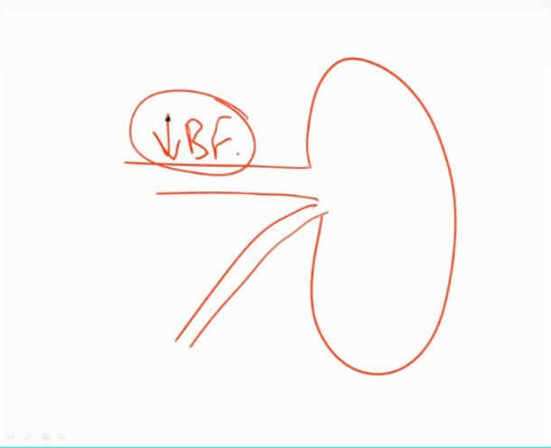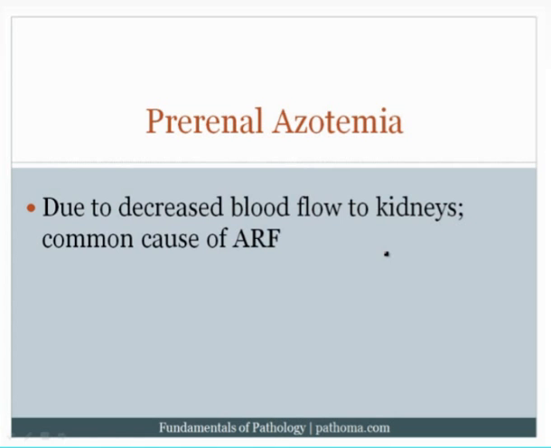Another way by which we can develop acute renal failure would be to block the outflow. And if we block the outflow, then that would result in a back pressure in the kidney, which would decrease the GFR of the kidney, which would then, of course, result in acute renal failure. We call that post-renal azotemia. And finally, we could have problems within the kidney that could result in renal failure, and we'd call that intrarenal azotemia.